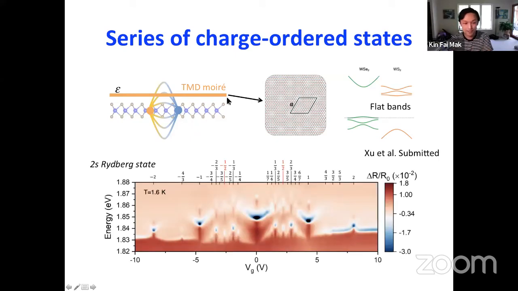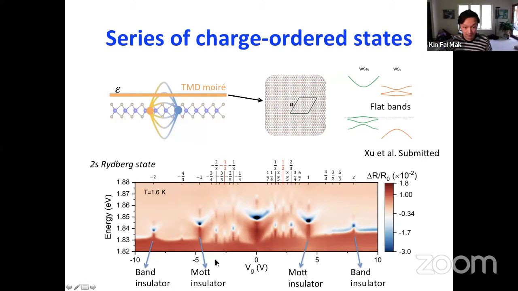So here is the result showing, again, the 2s Rydberg state optical absorption as a function of the gate voltage we apply to the system, or you can think of it as a function of the filling factor of the Moiré superlattice. What I want to point out is that there are lots of states that we can see. I have already mentioned that the filling factor equal to -1 or -2 are the Mott insulating state and the band insulator, respectively. We can see these states on both the hole doping side, meaning that the Fermi energy is doping into the valence band, as well as on the electron side, where the Fermi energy is doping into the conduction band. So filling factors 1 and 2 are simply the Mott insulating state and the band insulating state.